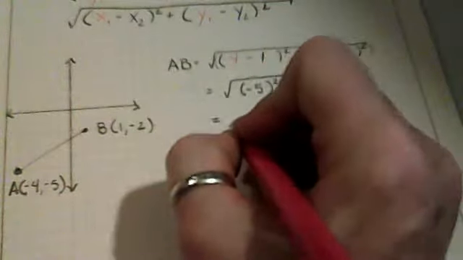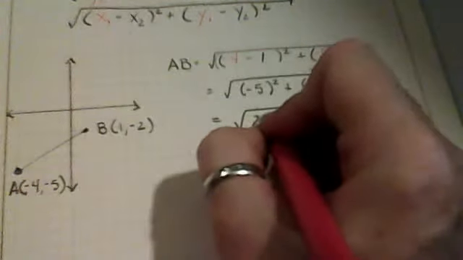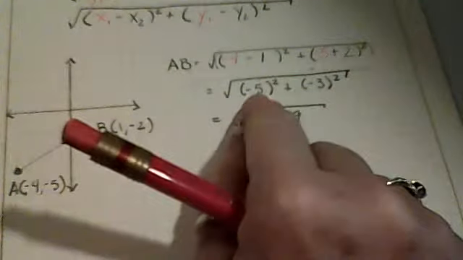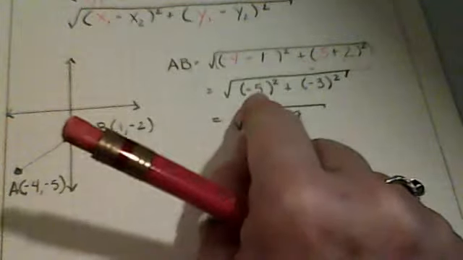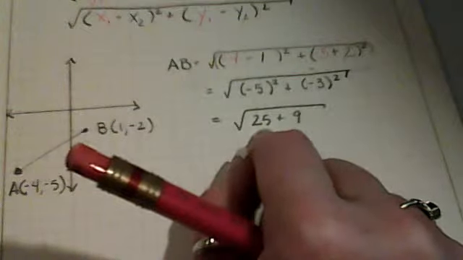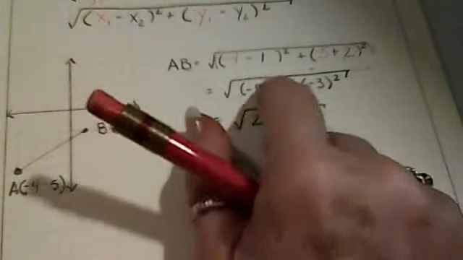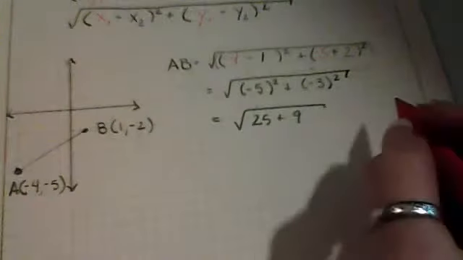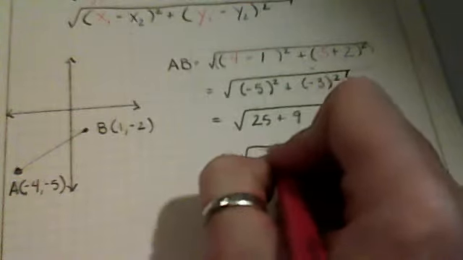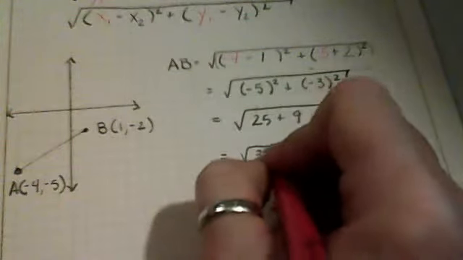So this equals the square root of 25 plus 9. Now notice here as well, when I take -5 times -5, I get a positive number. Don't make the mistake of not putting your negatives in the parentheses. You'll get the wrong answer. So this equals the square root of 34.